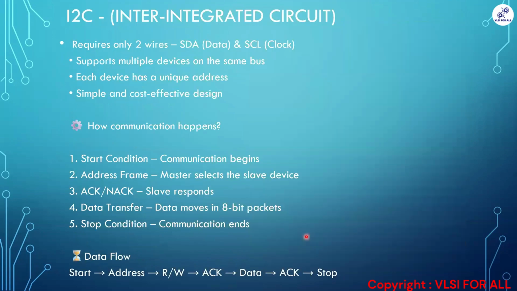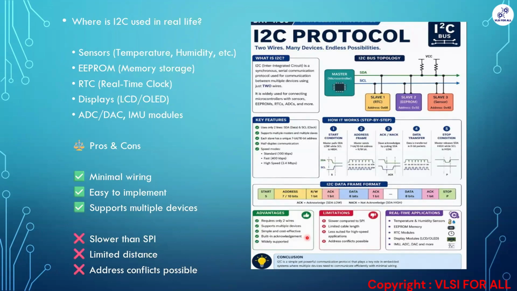What is the use of that? We have acknowledgement in I2C. What is the function of that? What will it do? In the I2C protocol, we have the acknowledgement bit in the data frame. What it will do is indicate whether the transmission data is received or not.